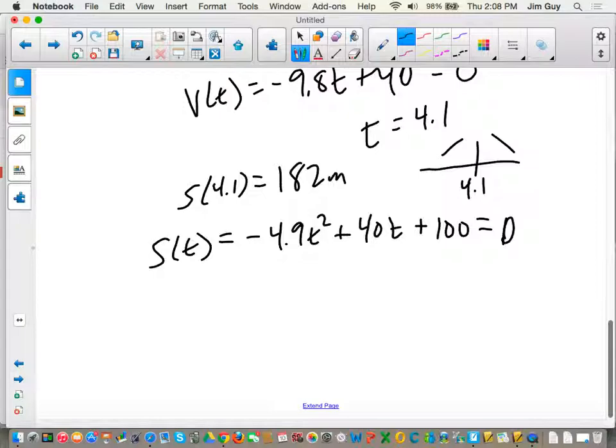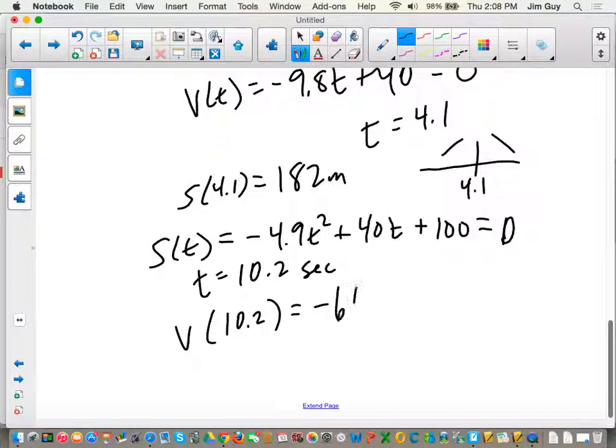And again, to save some time here, they did that, and they got 10.2 seconds. And then they plugged that back into the velocity equation and got a velocity of negative 60. So of course the speed would be 60. And it must be meters per second. All right, that would be a wonderful free response question right there. Ties a lot of stuff into it, reviews the min-max stuff. Everything is right there.